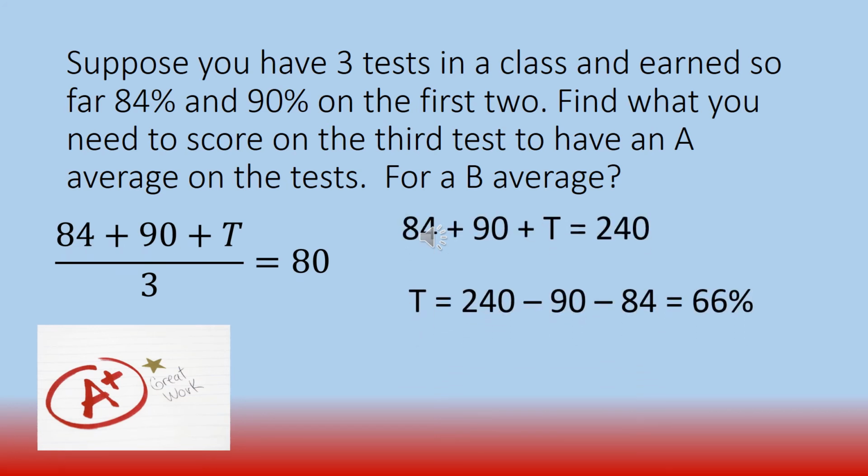To get a B, however, we will assume that the minimum score is an 80. So to get a B average, we will need 84 plus 90 plus whatever we get on the third test, that sum divided by 3 to equal 80. Multiplying both sides by 3, I will get 84 plus 90 plus t equals 240. So 3 times 80 is the 240. Then subtracting 240 minus the 90 minus the 84 leaves me with a 66% as what I need to get a B average on my test.